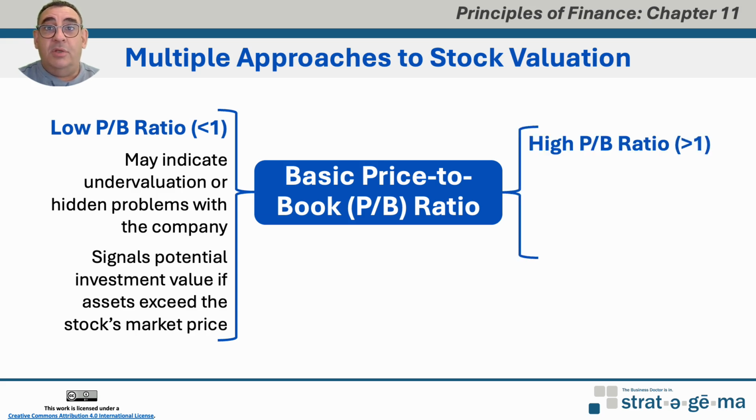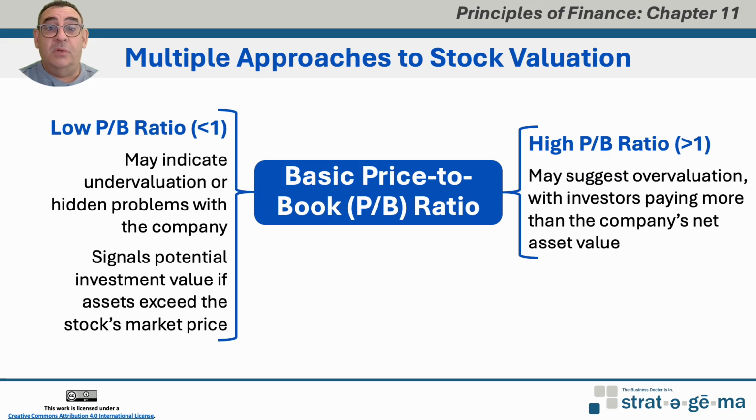A high PB ratio, which is more common, may suggest an overvaluation. So investors are willing to pay more than the asset's value. And it comes down to, well, why would somebody pay more than something's worth? And that's a whole psychological discussion. So we don't have the time to do that here.